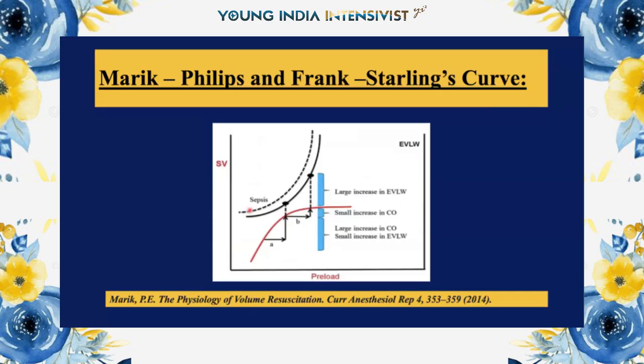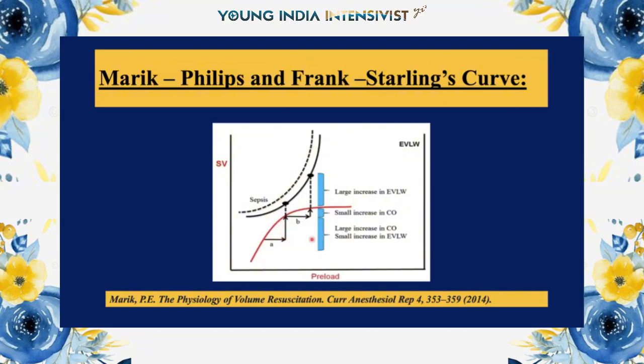This is explained by this hybrid curve, which is a combination of two curves: the Marik-Phillips curve as well as the Frank-Starling curve. You have two patients here, patient A and patient B. There is a superimposition of the two curves, the Frank-Starling curve and the Marik-Phillips curve. So you have patient A here and patient B here.